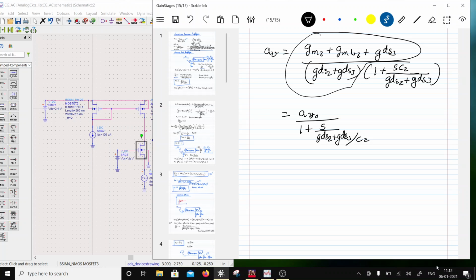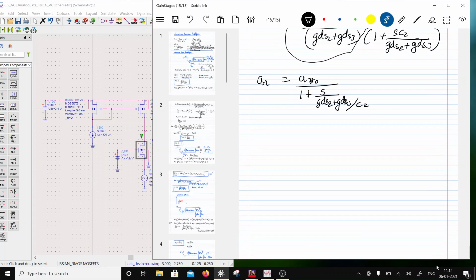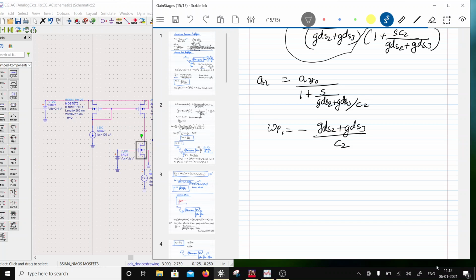Right. So now this equation, if you see that there is only one pole. There are no two poles here. There is only one pole here. And that pole WP1 is equal to minus of GDS2 plus GDS3 divided by C2. So that's very simple, right? There is only one pole here. Okay, so that's the story.